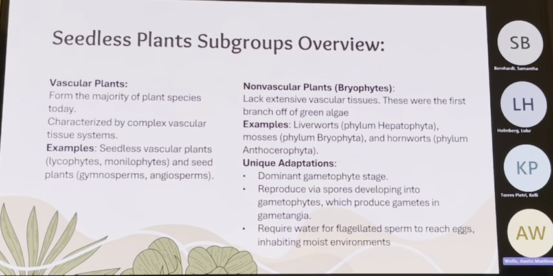And then seedless plants, as far as an overview, seedless plants can be broken down into two primary categories: vascular plants, which form the majority of plant species and are categorized by their vascular tissue systems, and non-vascular plants, which are also known as bryophytes, which lack the vascular tissue system. Vascular plants first appeared about 425 million years ago and had well-developed vascular systems, enabling taller growth and greater complexity. Most seedless vascular plants are homosporous, which means producing one type of spore.